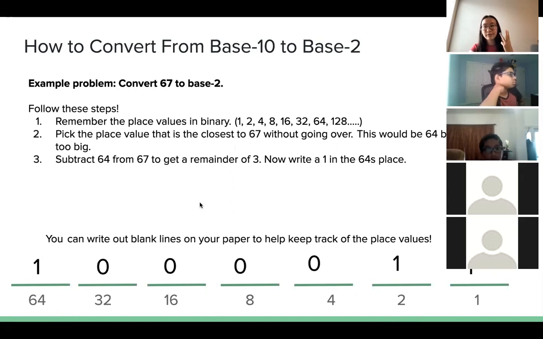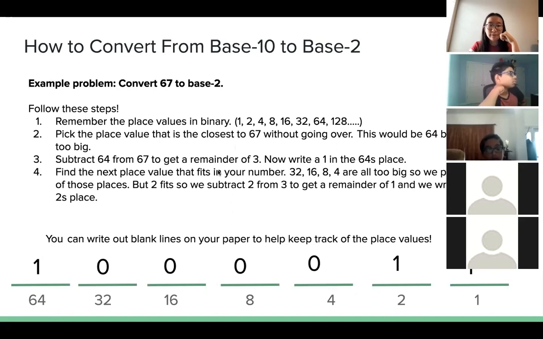So we have a remainder of 3, and now we need to find the next place value that fits our number. So 32, 16, 8, and 4 are all too big because we only have a remainder of 3. So we put zeros in all of those places, but 2 does fit.